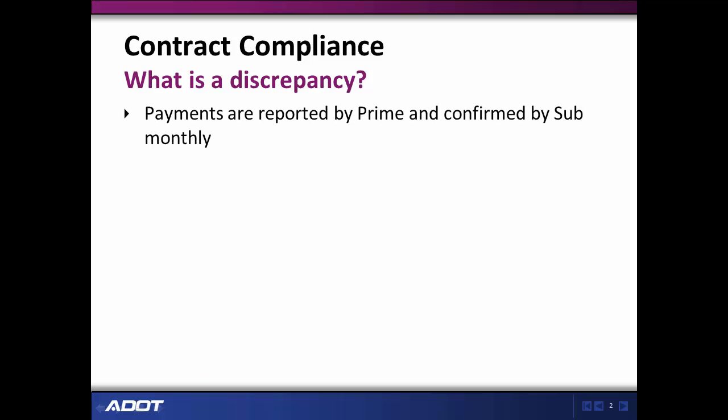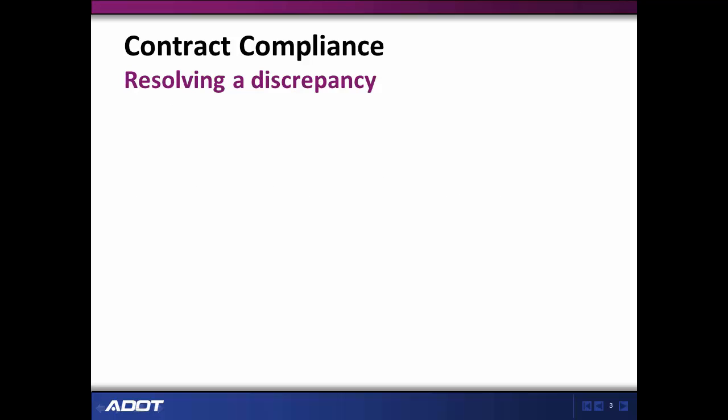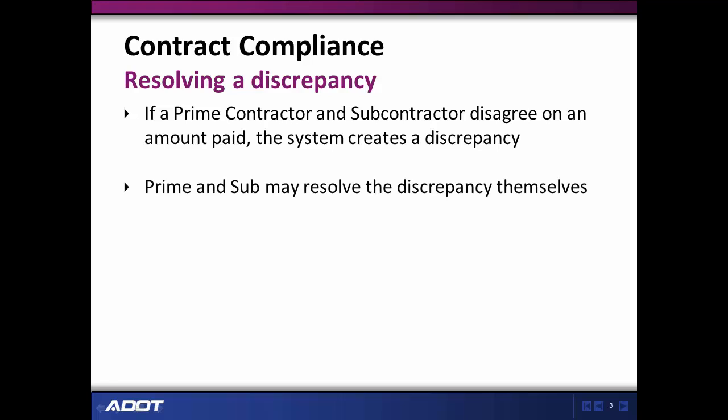Payments are reported by the prime contractor and confirmed by the subcontractor on a monthly basis. Discrepancies result from conflicting payments that are reported in the DBE system. To begin, we will explain how a discrepancy occurs. The system creates a discrepancy when a prime contractor and subcontractor disagree on a payment amount during the monthly audit process. A majority of the time, the prime and sub are able to come to a resolution and can complete the process without the assistance of a contract compliance officer.